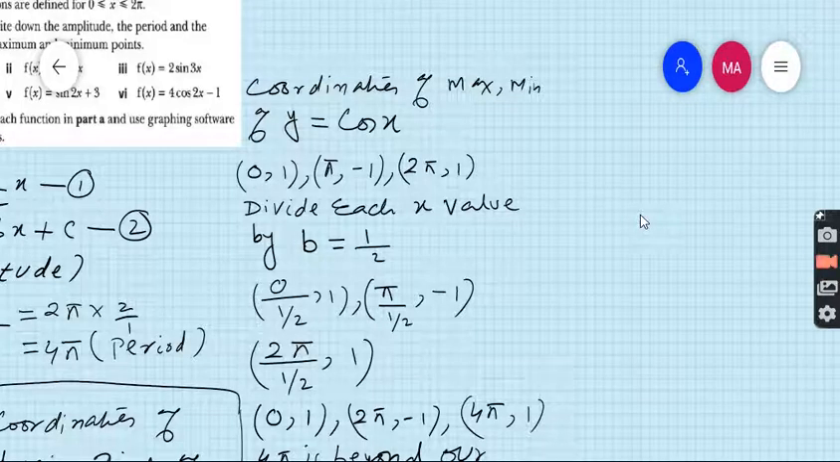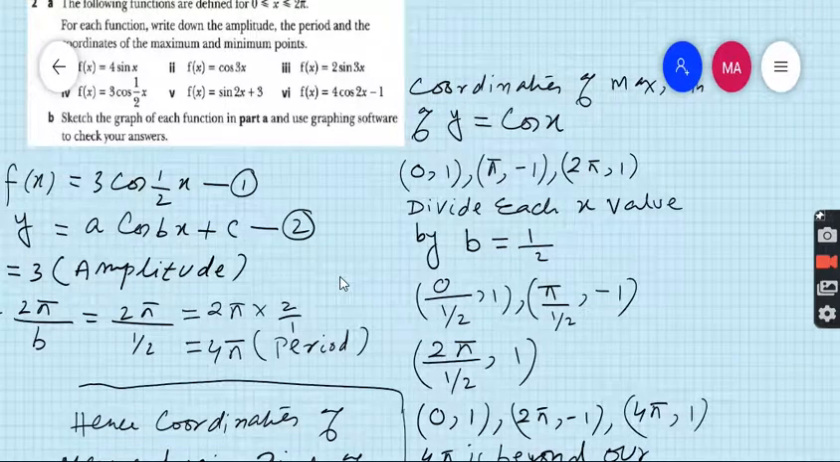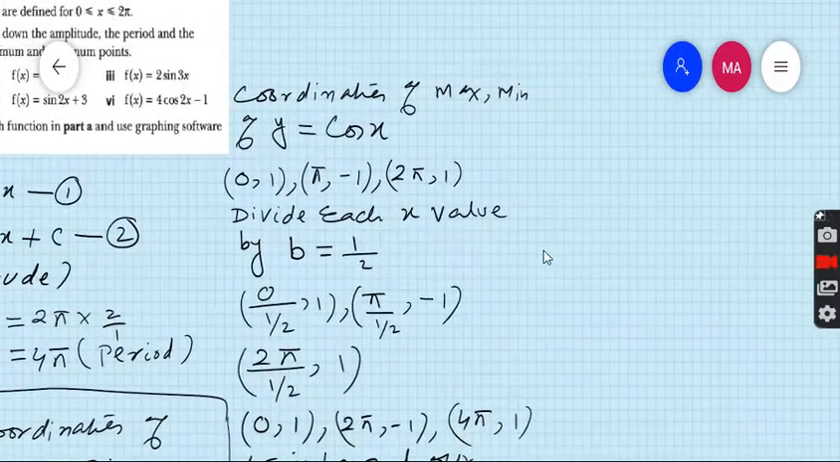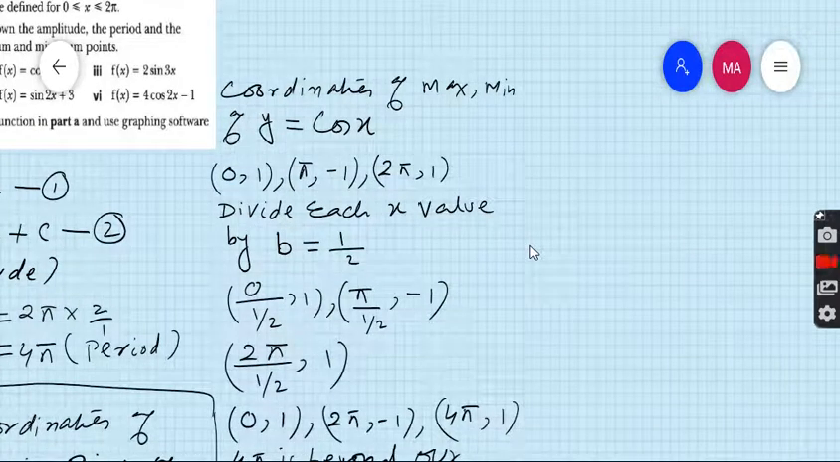But you know our question is y equals, see equation number 1 again, 3 cos (1/2)x. So we have to find the value of the angle, that is the value of x, in the ordered pair. Divide each x value by b. What is b? We have already found the coefficient of x in the given question, that is 1/2. So we have to divide each value of x by 1/2.